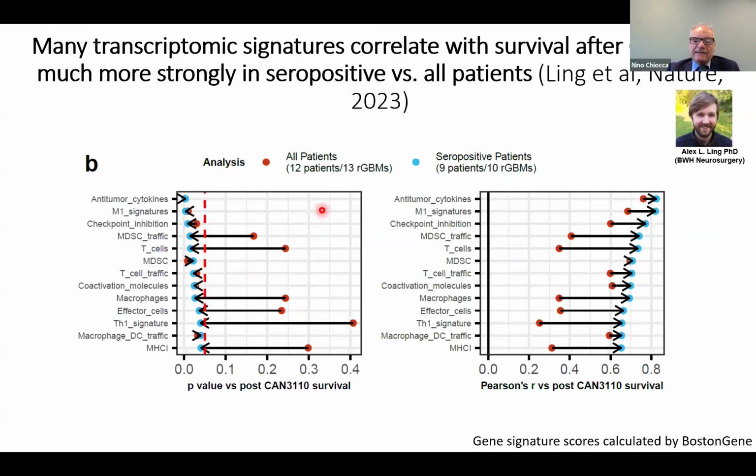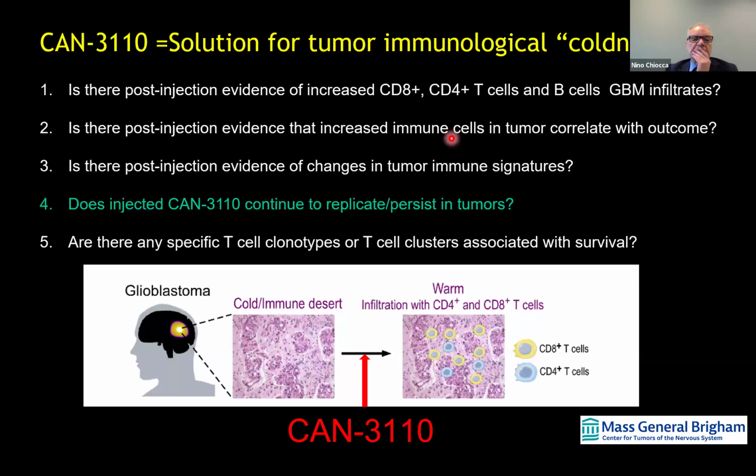However, if you look at all the patients, there were some signatures that were not significant. However, if you just looked at the seropositive patients, all of a sudden you get up to 13 different immune transcriptomic signatures becoming significant. So again, same type of thing. The seropositive patients show evidence of better survivorship, but also more immune signatures, especially compared with all the patients, including the seronegative patients. So basically, we inject this virus, we see more T cells, we see more immune cells, and we see a change in immune signatures.